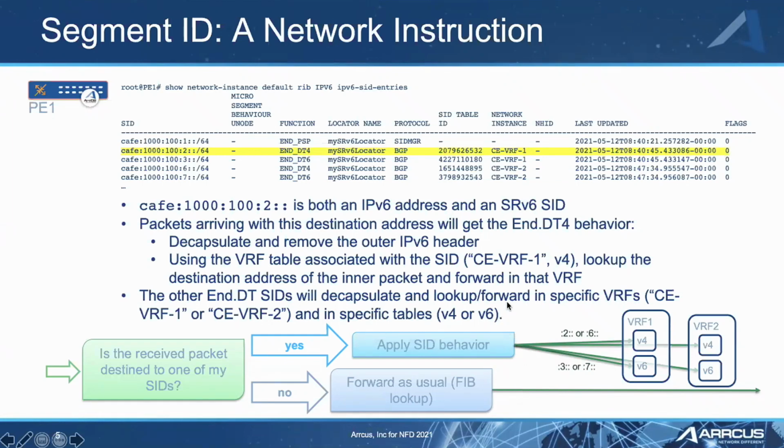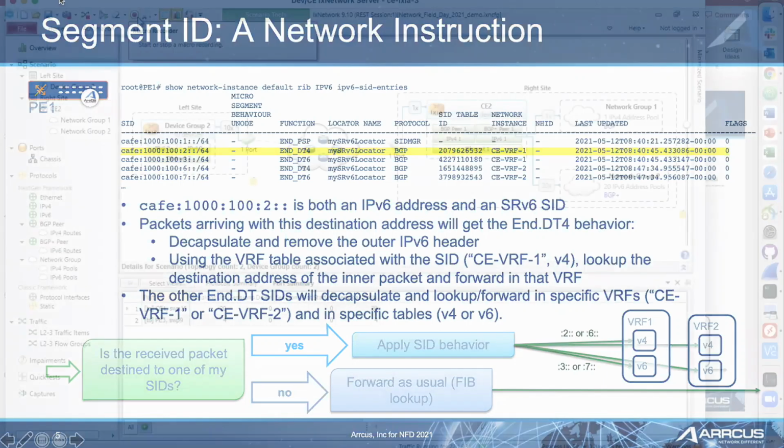And there are also other modes for these that determine where segments are popped, whether there's, in the future, a layer 2 lookup or something along those lines. So you can see the flow chart. If the received packet is destined to one of my SIDs, then I apply a SID behavior. The SID itself determines what that behavior is. If there's no local SID in the destination of the packet, then it's just a transit packet. It will forward it as usual for IPv6 forwarding.